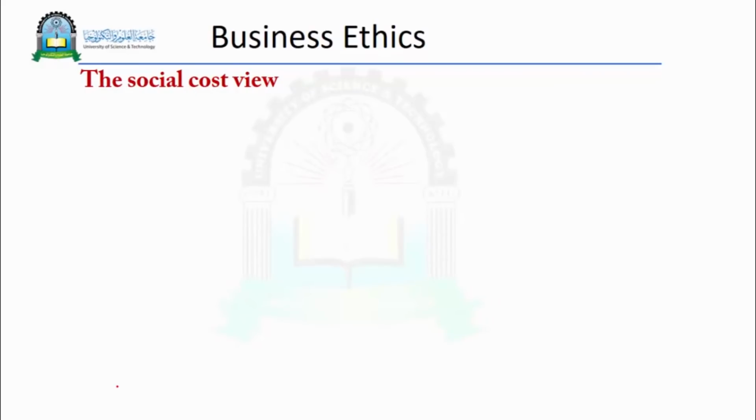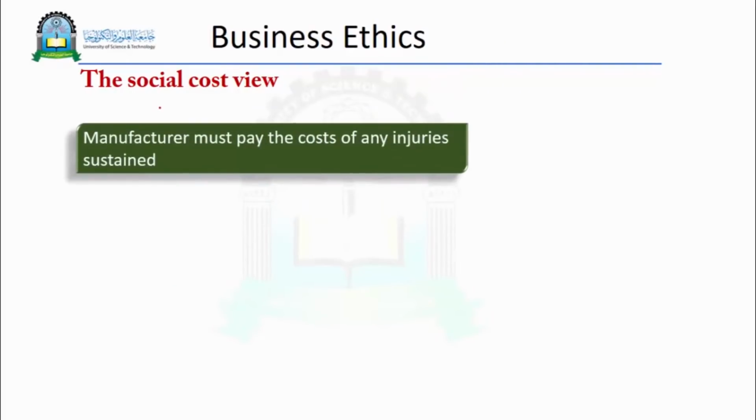The third theory is the social cost view. As the name suggests, this is more about society and the cost that should be embedded within the final price. The manufacturer must pay the cost of any injuries sustained. And here we're not talking about the cost that goes into the production of the product. Rather, we're talking about the cost of any potential injuries sustained by the use of this product. And that is why we refer to this as social cost.